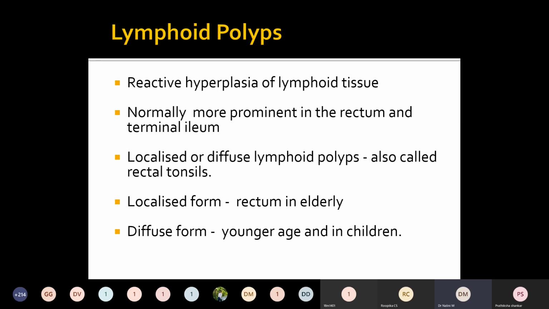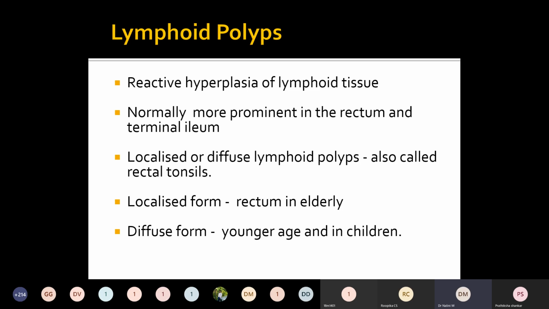When we talk about lymphoid polyps, what is striking here in these polyps is they're normal in rectum and terminal ileum. There is reactive hyperplasia of the lymphoid tissue. This could be localized or diffuse, and that's why they're called rectal tonsils.